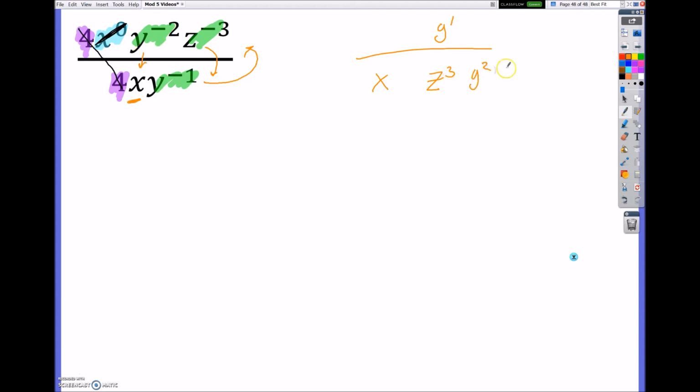I now am going to look for common variables. I have y to the first divided by y to the second. So what I'm going to do there is reduce those, and that will leave me with x on the bottom, z to the third on the bottom, and y. There's nothing left on my numerator, so I'm going to put a 1 right there for my final answer as 1 all over x times z to the third times y.